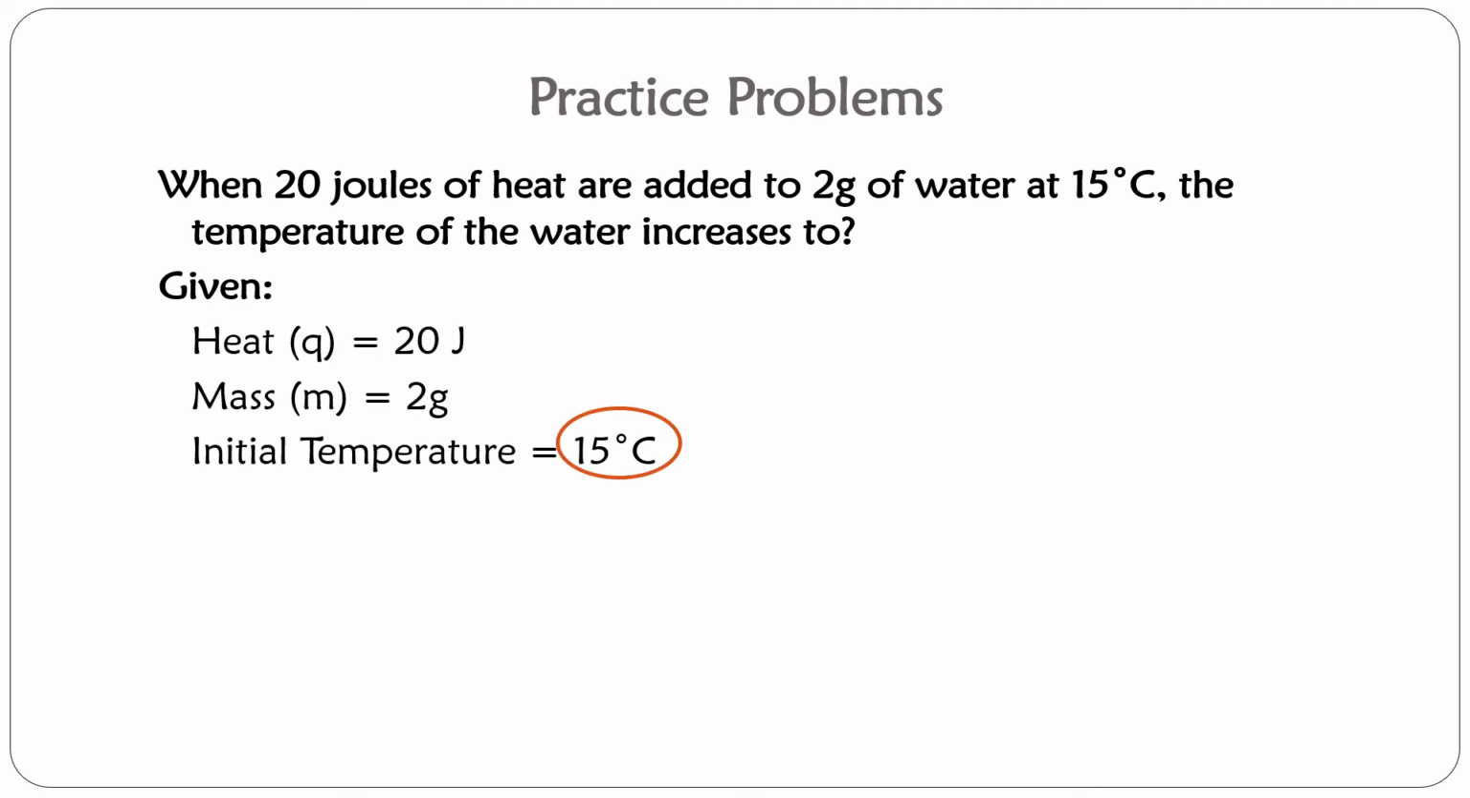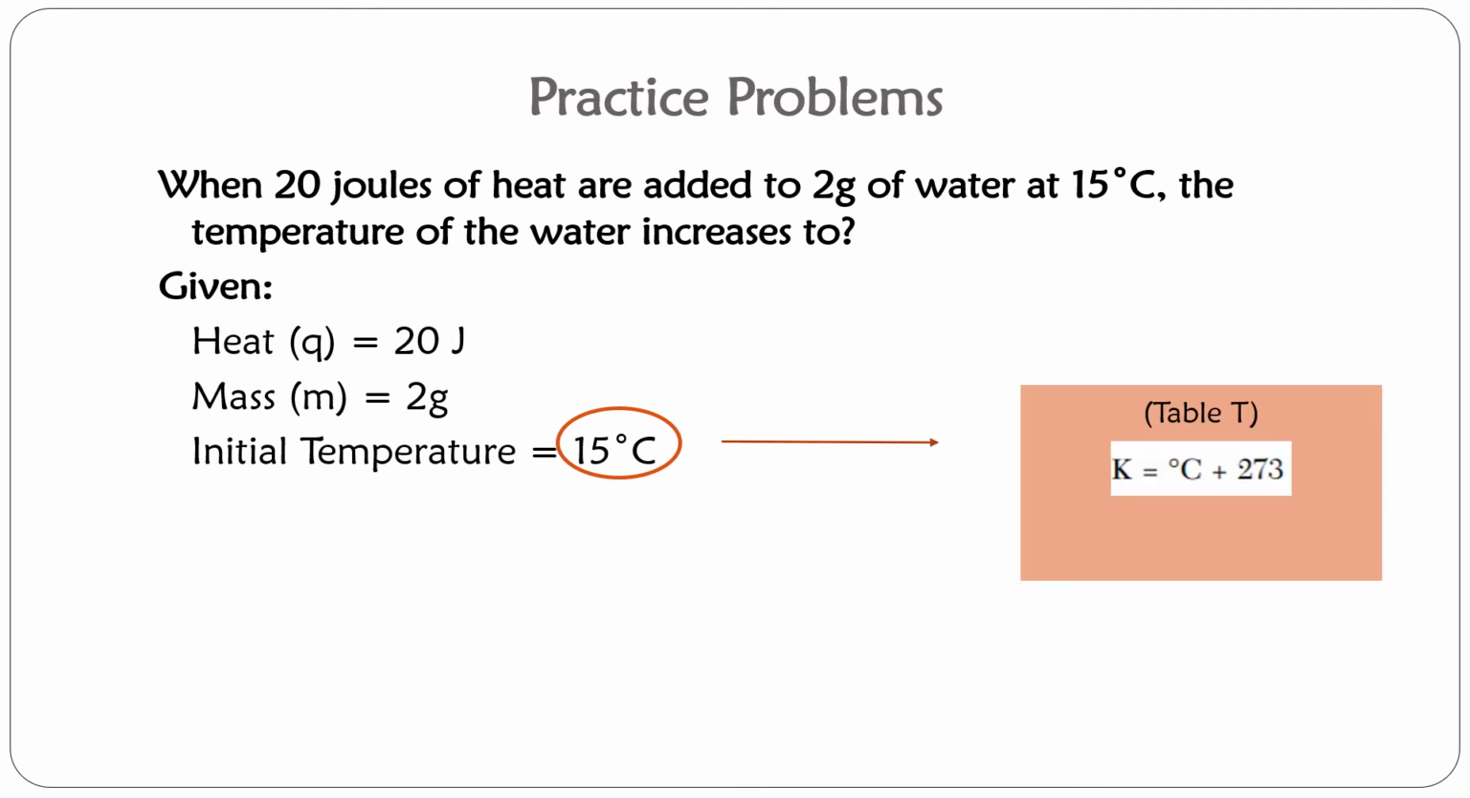But remember, once again, we will have to at some point convert this degrees Celsius temperature into Kelvin. So why don't we go ahead and just do that now, really quickly. Once again, table T has given us the equation: K equals temperature in degrees Celsius plus 273. So we'll do our math to get the temperature in Kelvin to be 288 Kelvin.